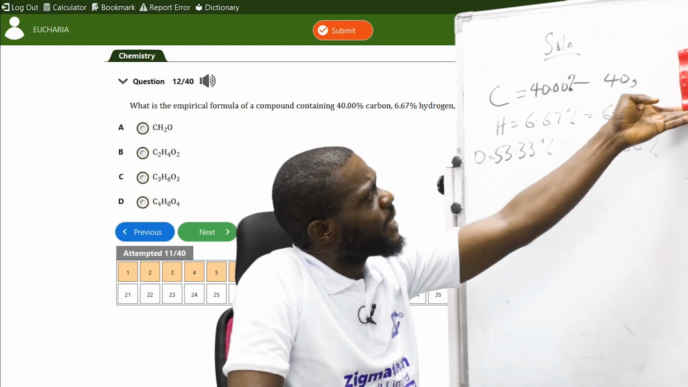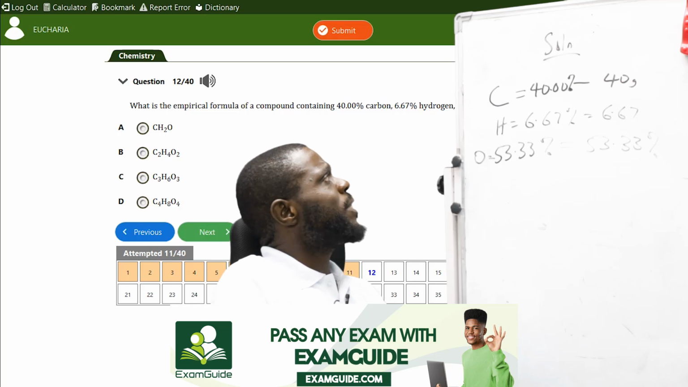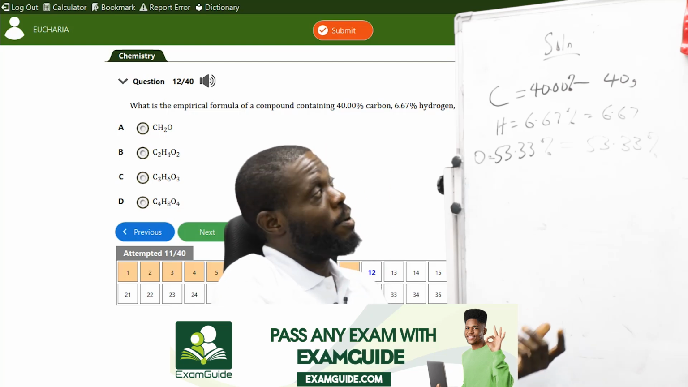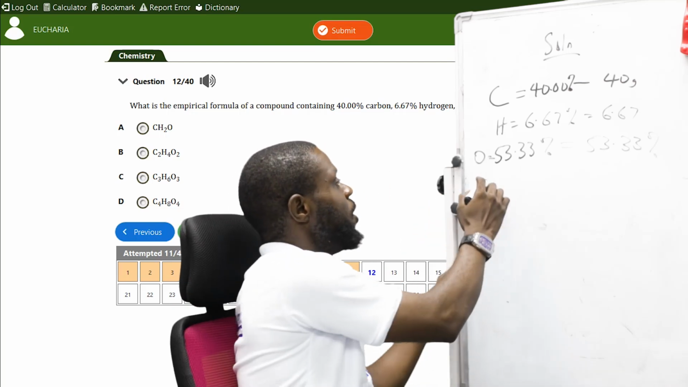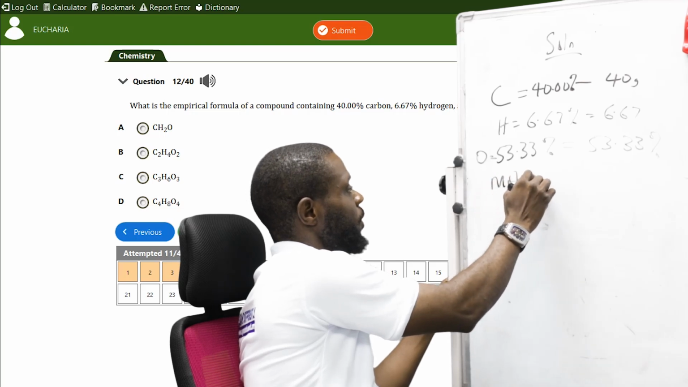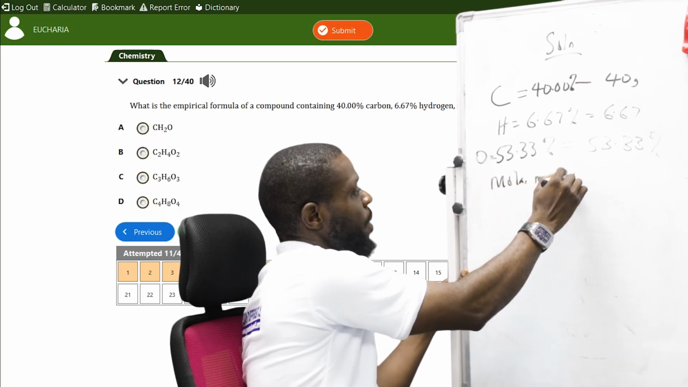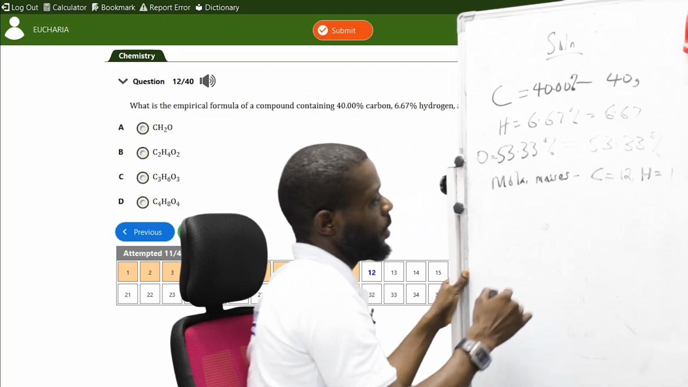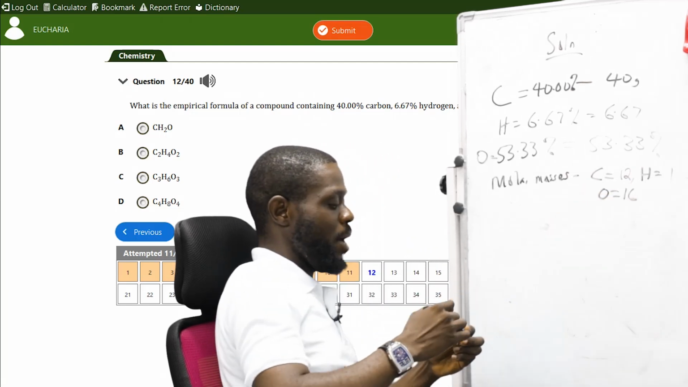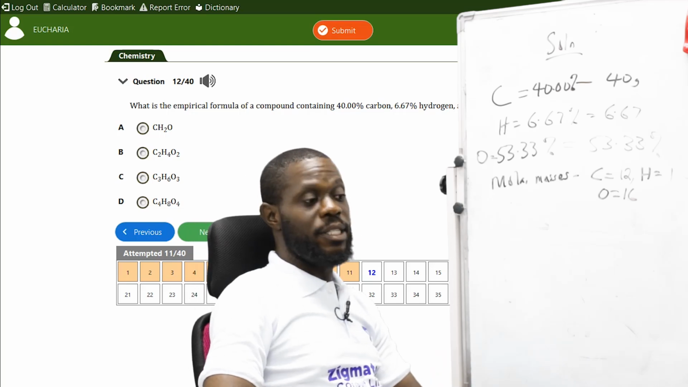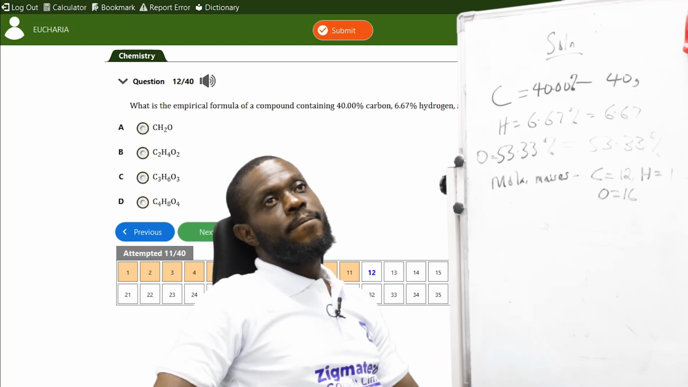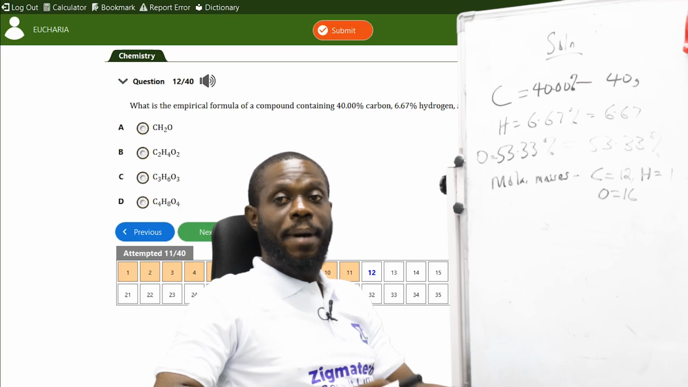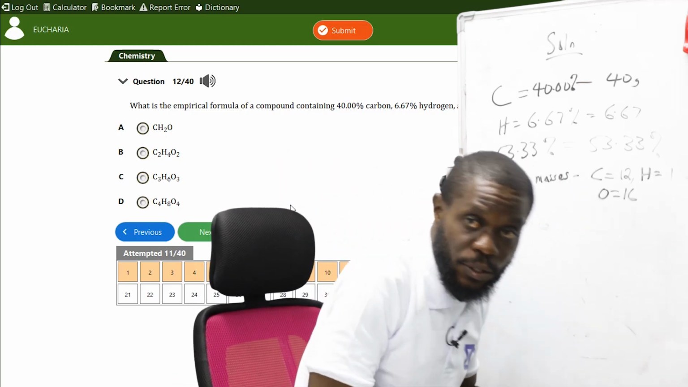Now, looking at this, the second law says divide by their molar masses. What is the molar mass of carbon? Carbon has an atomic number of 6. That means the molar mass, like I said, is mostly times 2. That means the molar mass will be 12. So, molar masses: carbon is 12, hydrogen is 1, and oxygen is 16. Everything about hydrogen is 1. Molar mass 1, atomic number 1.